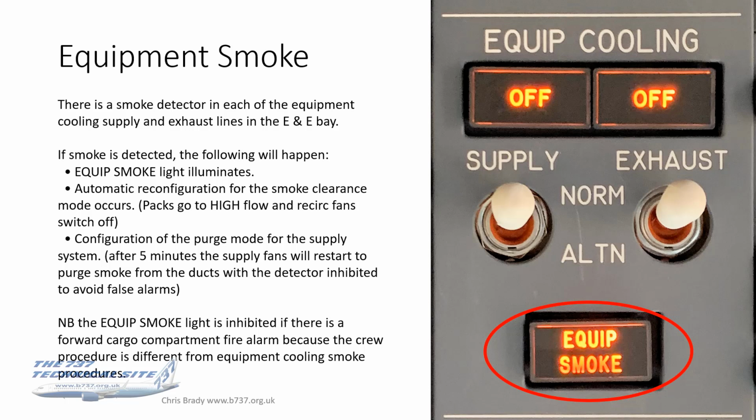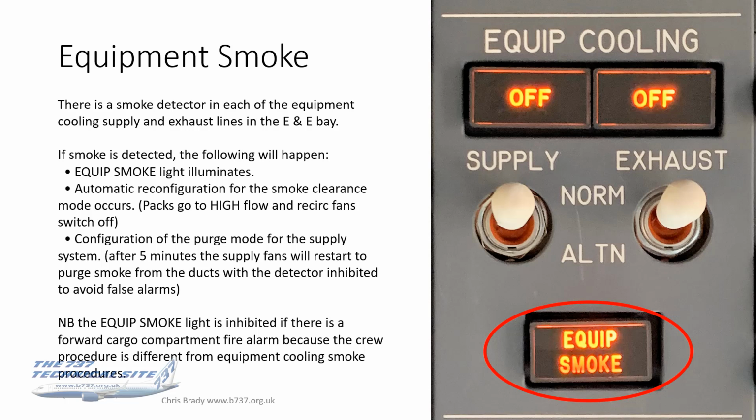If smoke is detected in either the supply or exhaust lines, the following will happen. First off, that light will illuminate. Second off, the aircraft will automatically reconfigure for the smoke clearance mode. So the packs will go to high flow and the recirc fans will switch off. It does that for you. This is fantastic. This is automation at its best, I think. And finally, it will configure for what's known as a purge mode for the supply system.